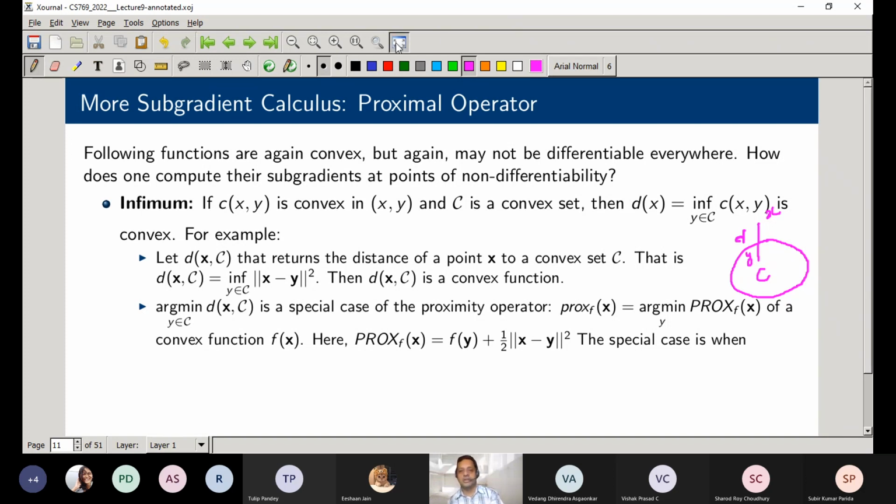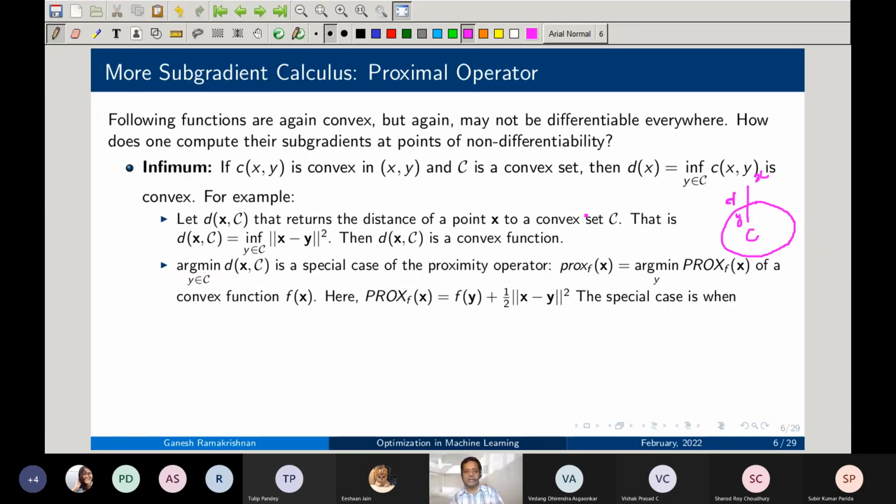Is a convex set. Sorry, convex function. So now for this, how do you compute the subdifferential or subgradient? Any thoughts? Sir, is this distance like minimum distance? This is the minimum distance, infimum.